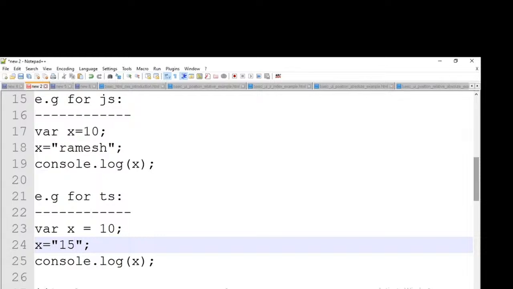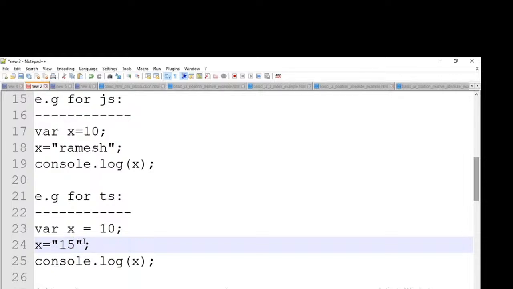What is the output I will get? Error. Why? This is also a number inside the double quotation... Yes. Because you are writing a number, but you are writing it in double quotation. Since you are writing in the double quotation, this can be treated as a string only. That's why you'll get an error.